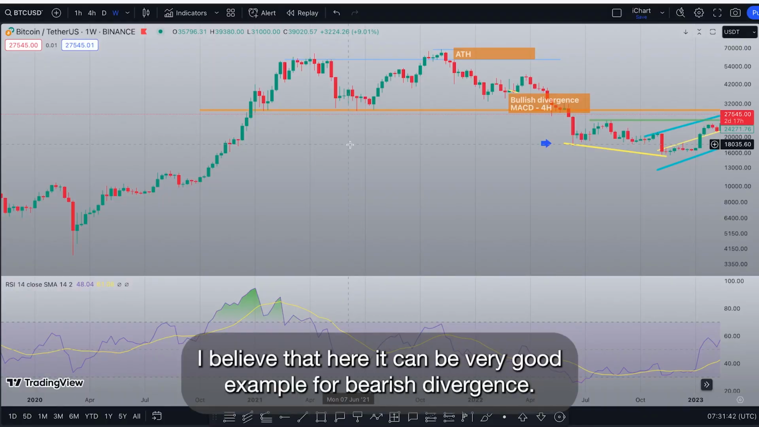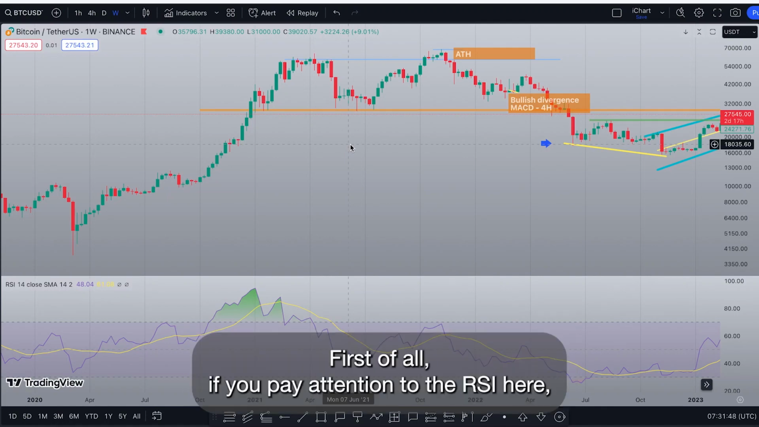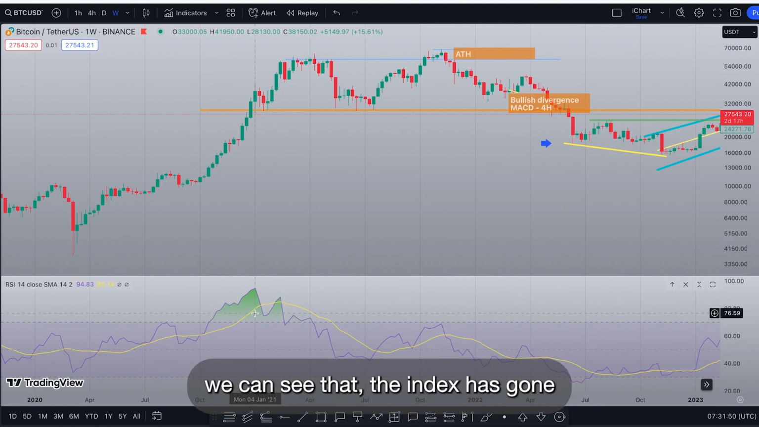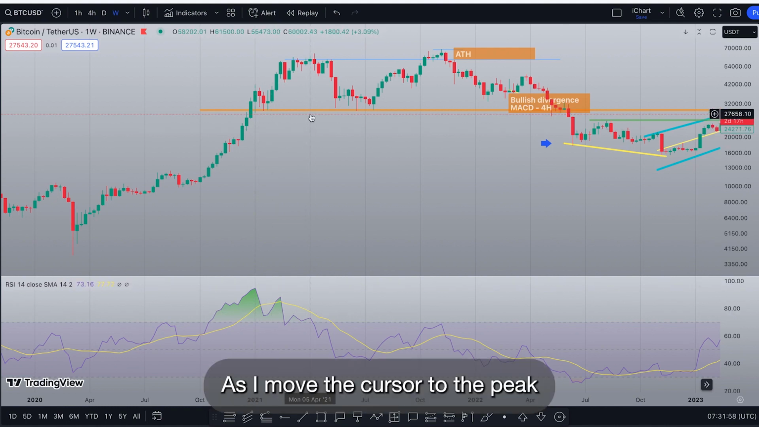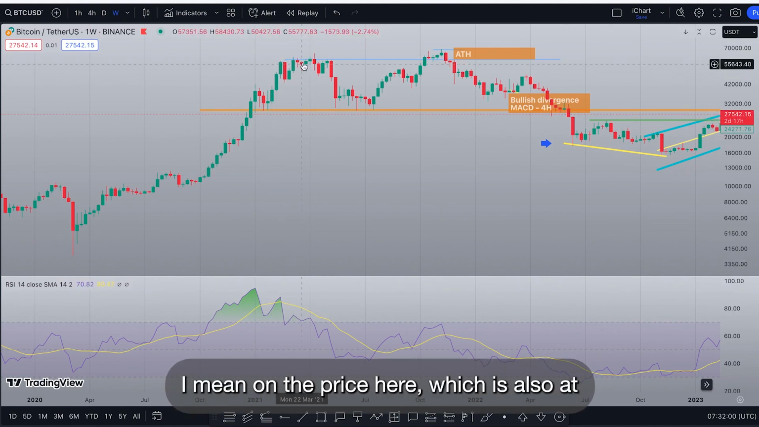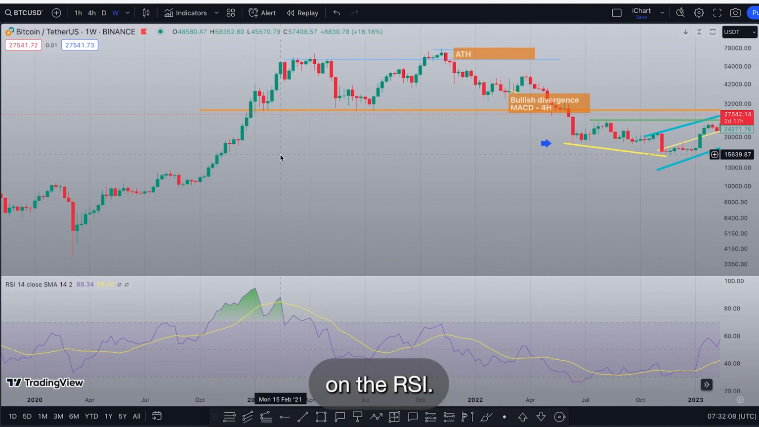Alright, I believe that here it can be a very good example for bearish divergence. First of all, if you pay attention to the RSI here, we can see that the index has gone to an overbought zone above 70. As I move the cursor to the peak, on the price here, which is also ATH, I see a different kind of movement on the RSI.